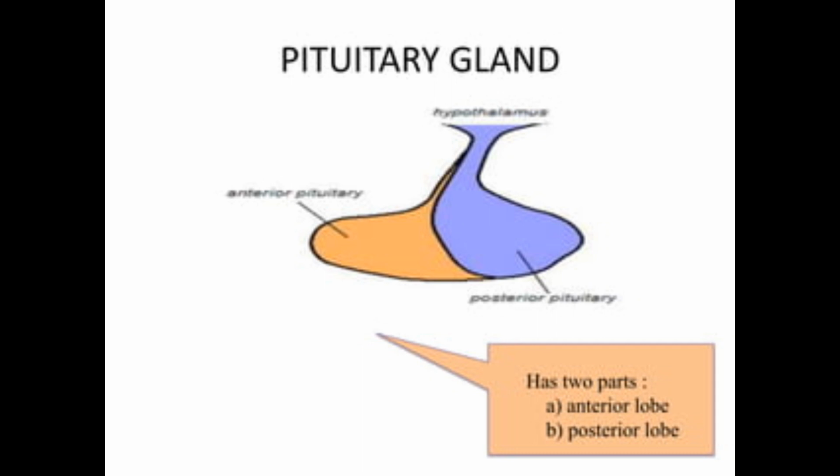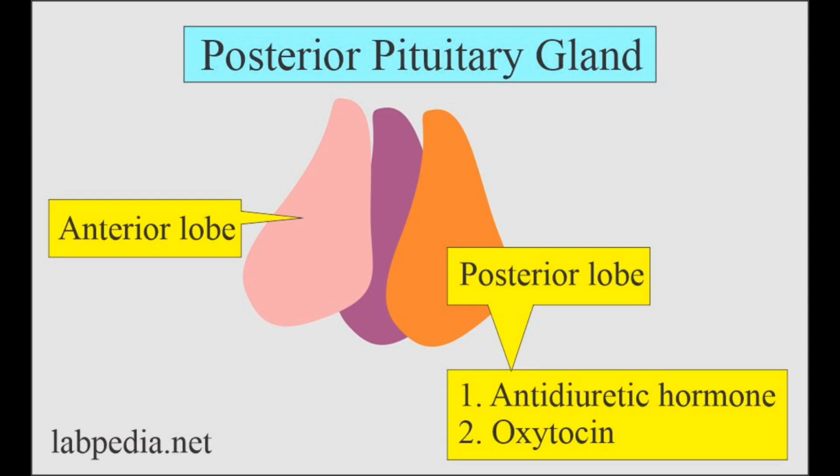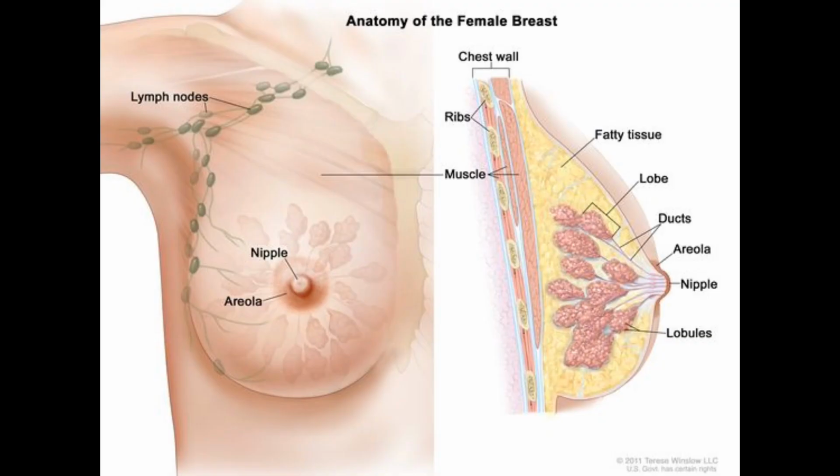The pituitary gland has two main parts, that is the anterior lobe and the posterior lobe. The posterior lobe secretes antidiuretic hormone and oxytocin, while the anterior lobe secretes many types of hormones, that is thyroid-stimulating hormone, ACTH, FSH, LH, and prolactin hormone. The first target tissue of prolactin hormone is the female breast.